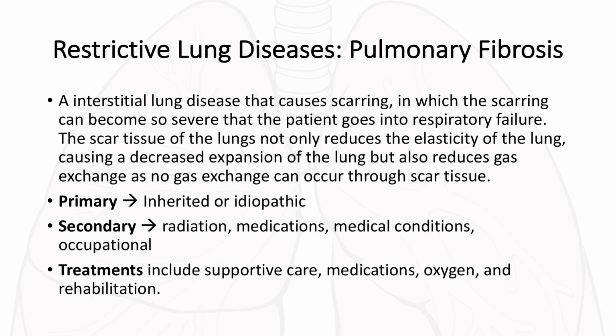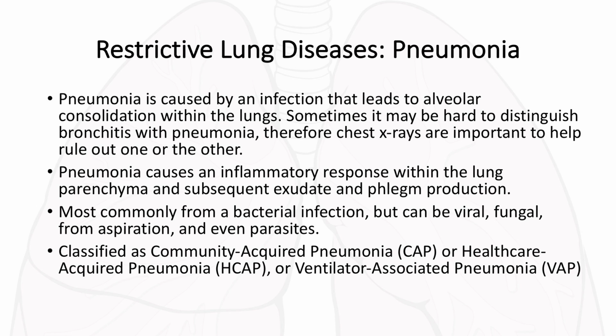Pulmonary fibrosis can be primary in nature, which is inherited, or idiopathic, so it's saying it just showed up, there was no identifiable cause, or secondary, it's due to radiation, medications, medical conditions, or occupational hazards, so things like that. Treatment for this includes supportive care. You're going to ventilate and oxygenate the patient, give them medications such as bronchodilators, anti-anxiety medications, oxygen, and rehabilitation to get their body to the best of their ability for living with pulmonary fibrosis. So that's just a touch on pulmonary fibrosis as a restrictive lung disease.